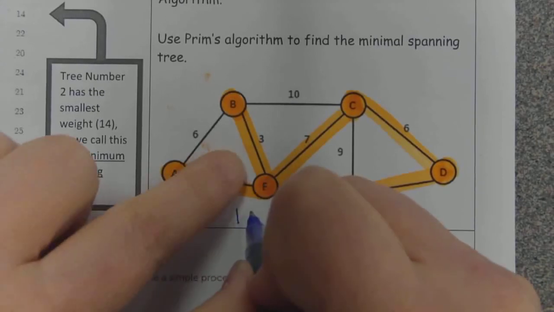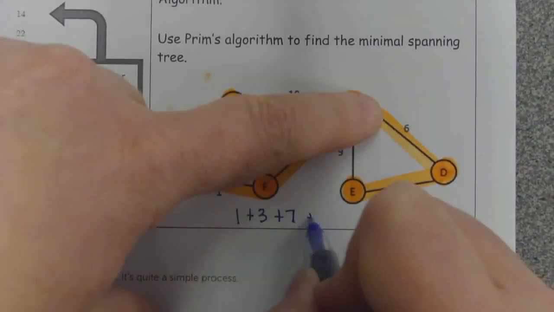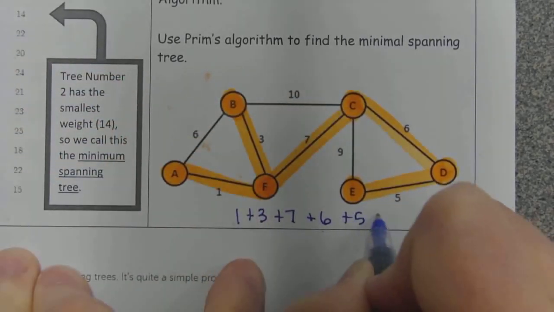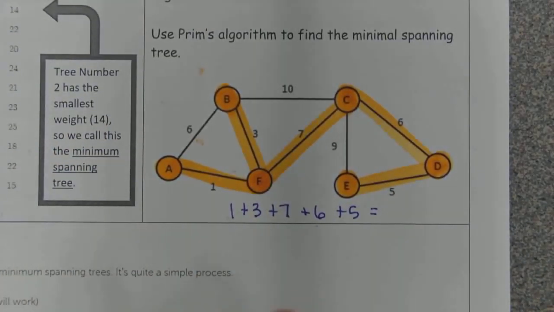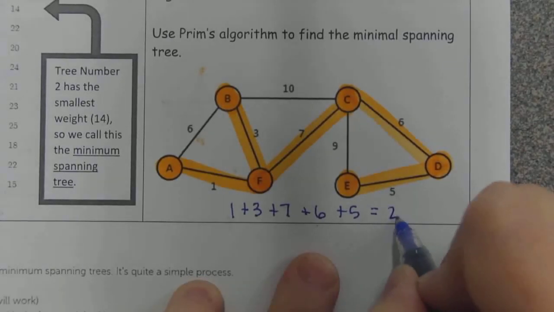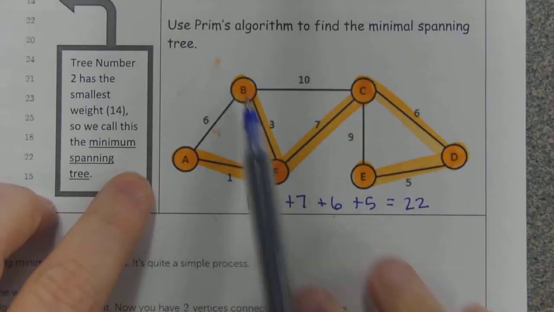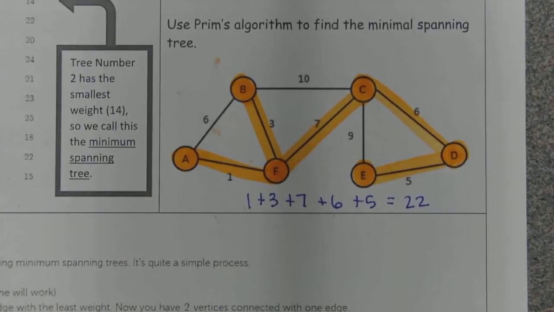So what's the value of this tree? It would be 1 plus 3 plus 7 plus 6 plus 5. And I can find the value of that tree. The value of that tree is 22. And the way I could list that tree is by the letters that are involved in that tree. Okay, so that's how we do minimum spanning trees.